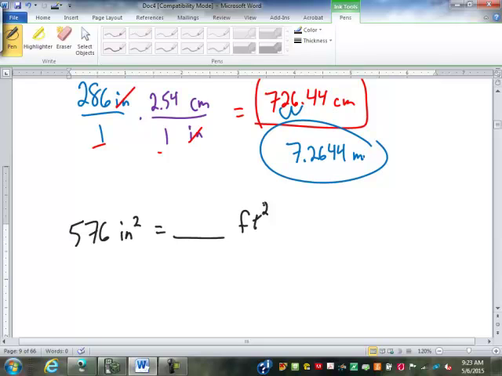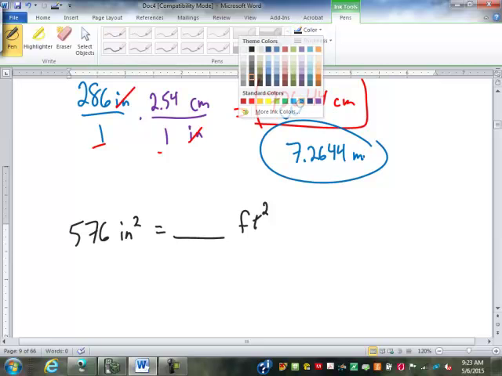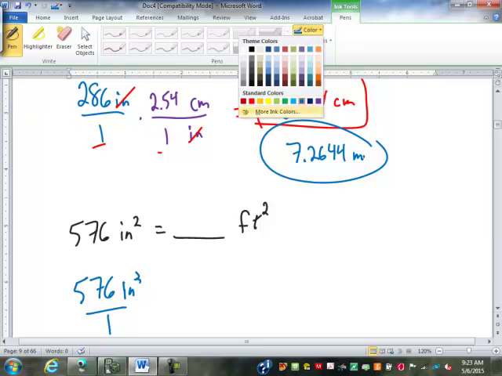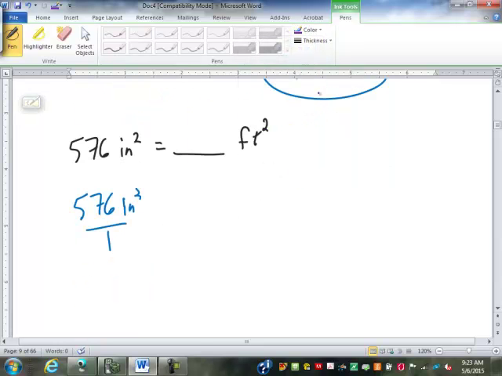What's different on this one? Yeah, it's inches squared and feet squared. So I have my 576 inches squared over 1 to make it a fraction. Inches squared on bottom, feet squared on top. Is it 1 and 12 again? No, no. 1 square foot is how many square inches?